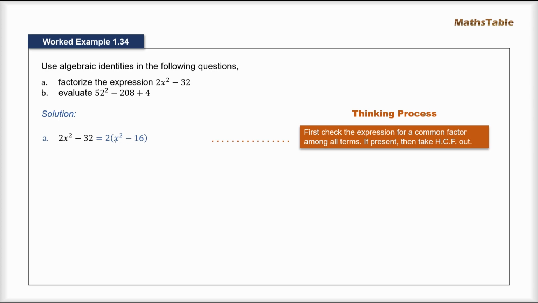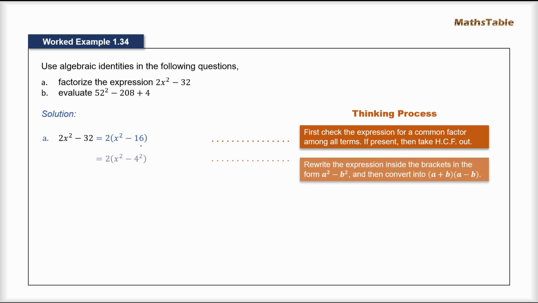Here we can see that the first term is written in the form of a square, and this 16 can also be written as a perfect square of 4. So we can conveniently write the expression inside the brackets as x square minus 4 square, which can be compared with the expanded form of the third identity a square minus b square just by substituting x in place of a and 4 in place of b.